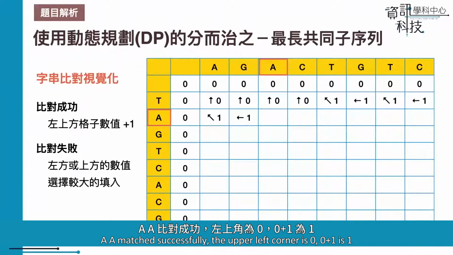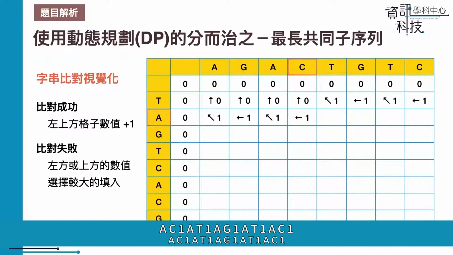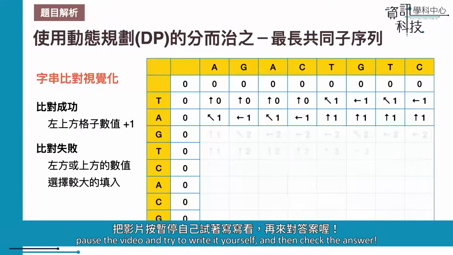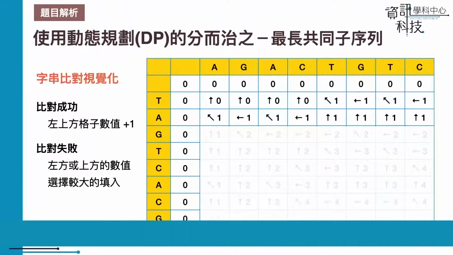AA matched successfully. The upper left corner is 0. 0 plus 1 is 1. AC 1, AT 1, AG 1, AT 1, AC 1. For the rest, you can take out a piece of paper, pause the video, and try to write it yourself, and then check the answer. Are you done? Then let's continue.